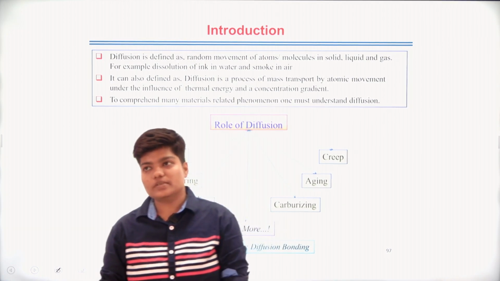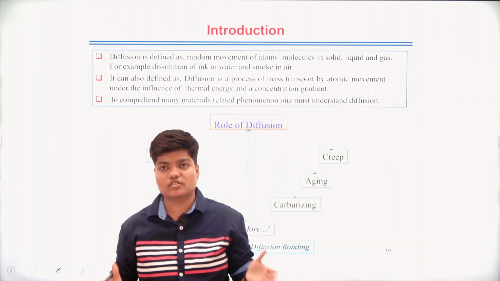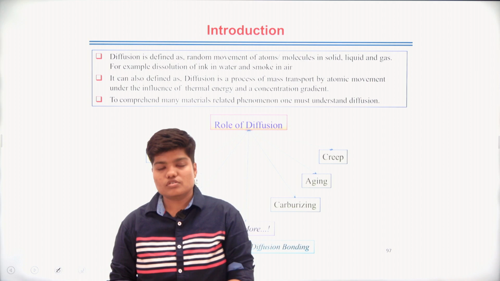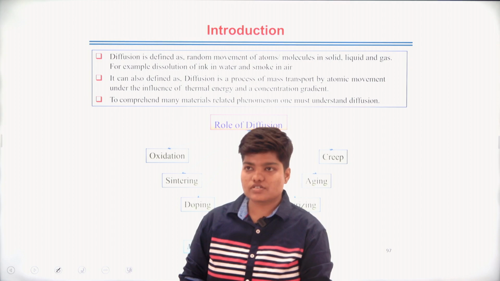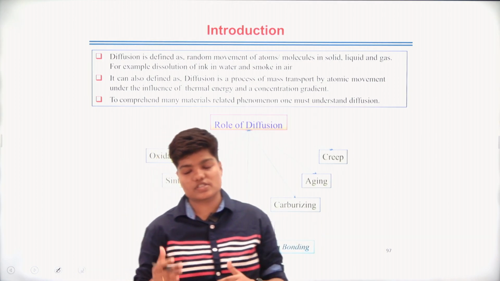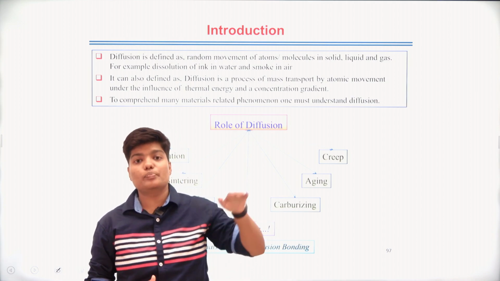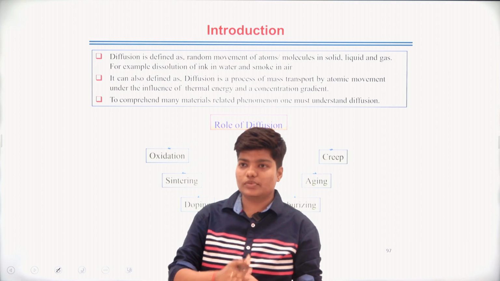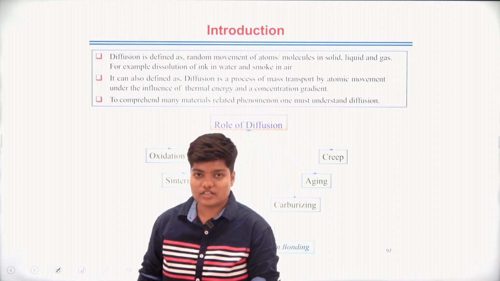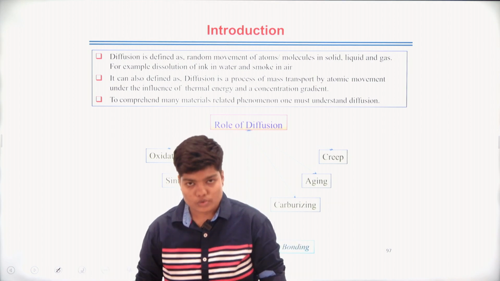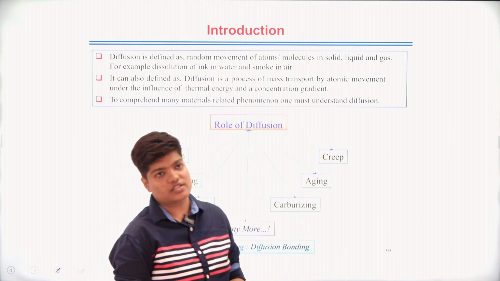Because of thermal energy, if you give some thermal energy to a crystal or any material, thermal vibration will happen. Due to the thermal vibration, the molecules cross the activation energy barrier, so that they can jump from here to there, move to an adjacent site, or move to an interstitial site, and the randomness will be more. So, the driving force for diffusion is the thermal energy and the concentration gradient.